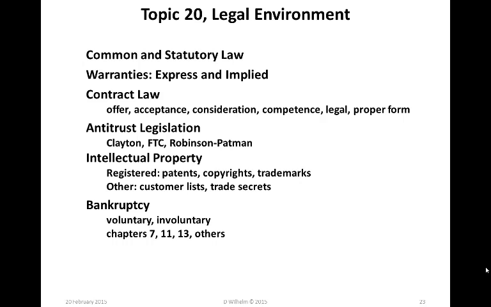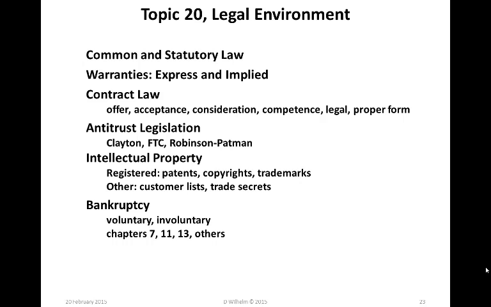There are quite a few chapters for bankruptcy. The ones we're interested in are 7, 11, and 13. Notice they're all prime numbers. Chapter 7 is not lucky. This is when a person or organization says, I can't do it, I'm done.